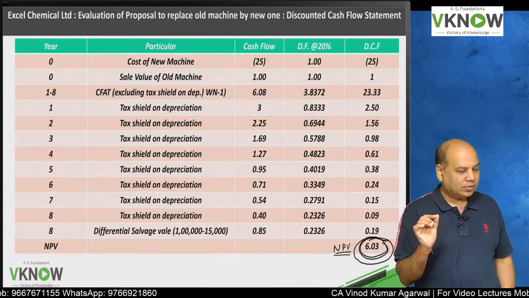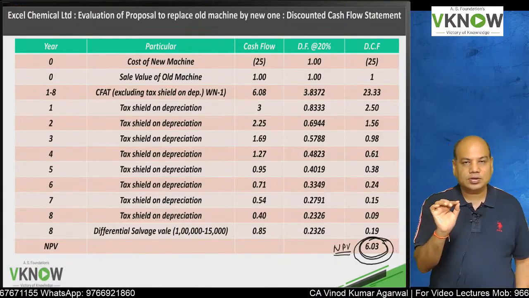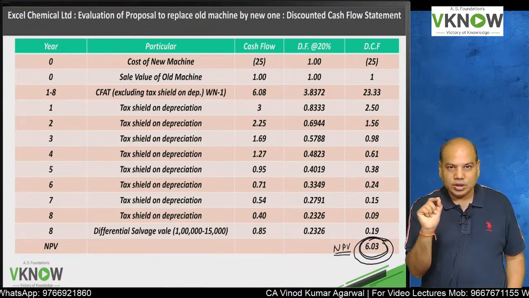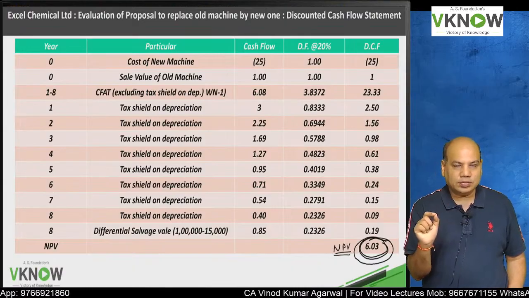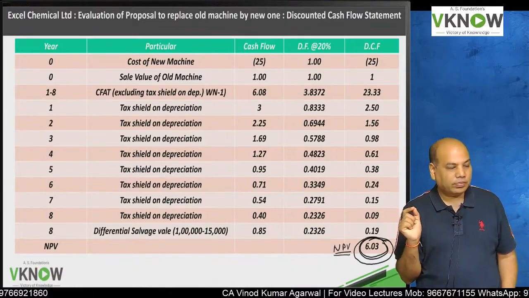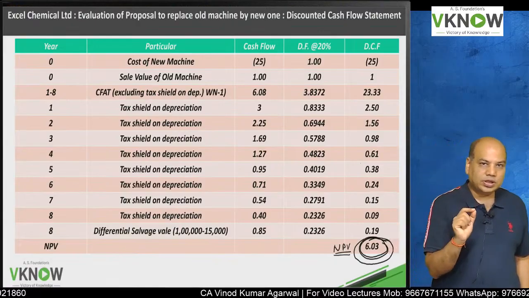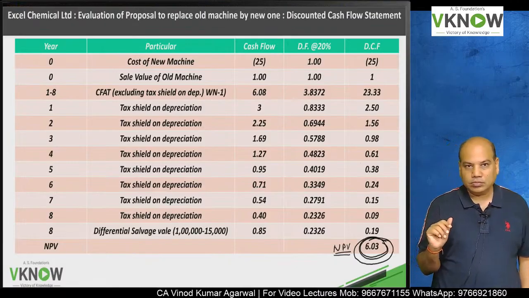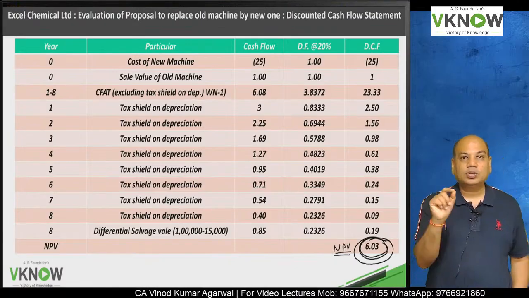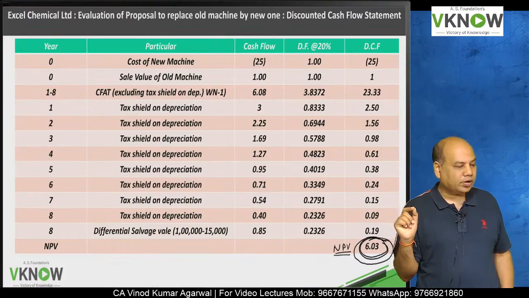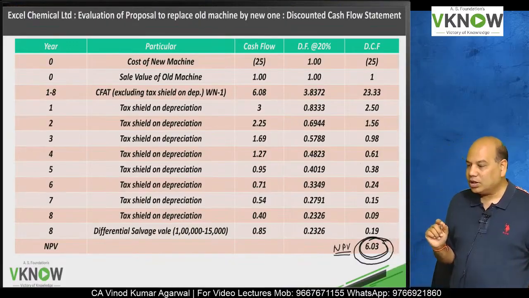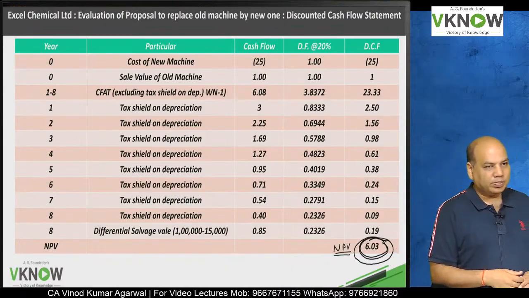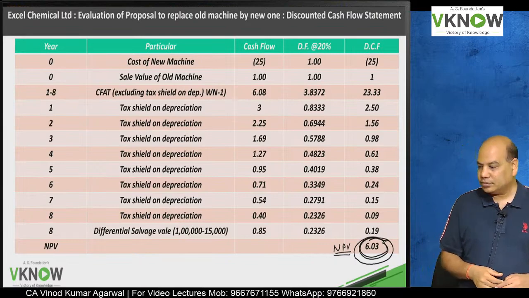Now write down the decision. The company should replace the old machine with the new machine. Okay. Now write down why. Because incremental NPV is positive.